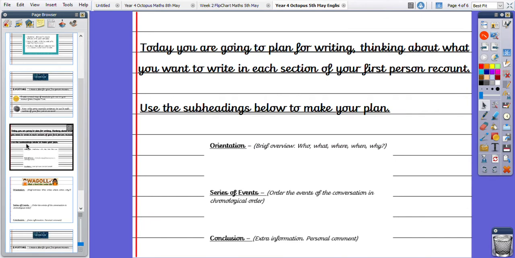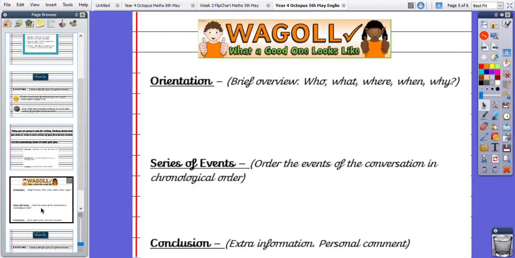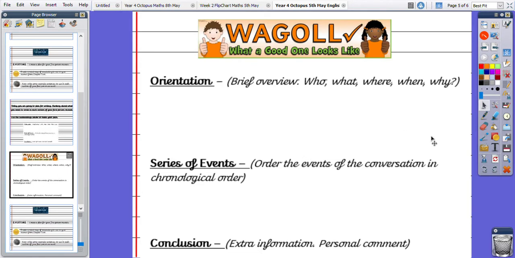Today you are going to plan for writing, thinking about what you want to write in each section of your first person recount. You're going to use the subheadings below to make your plan. So in your English book, you'll write each of these subheadings and underline them. And underneath each one, you can bullet point what you want to say. For example then, the orientation, we need to include who, what, where, when and why.